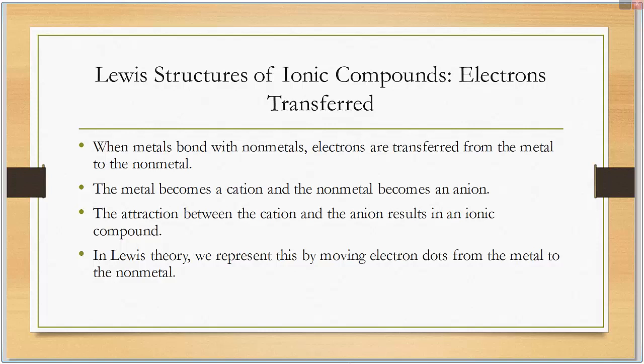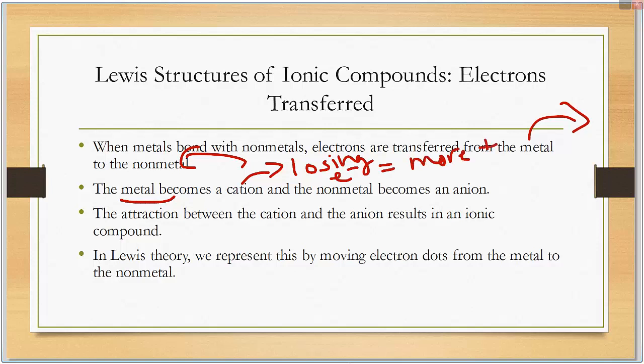When metals bond with nonmetals, electrons are transferred from the metal to the nonmetal. The metal becomes a cation and the nonmetal becomes an anion. So, because the metal is losing electrons, it becomes a cation, and that means it's actually becoming more positive. A mnemonic device to remember this is: cats have paws, cations are positive. So they're losing electrons and becoming positive.